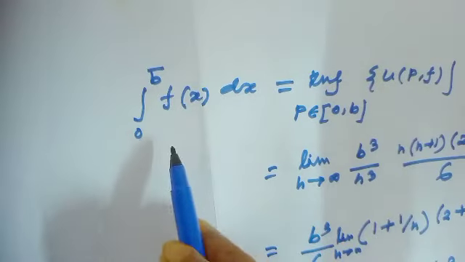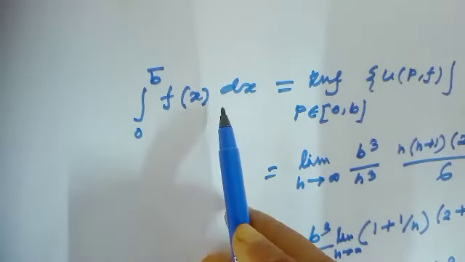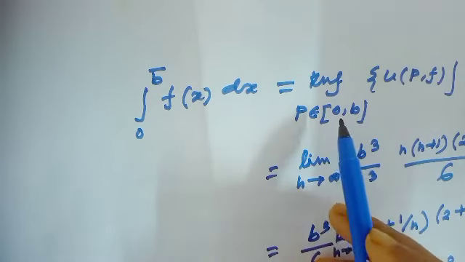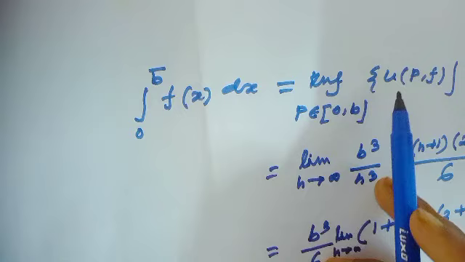We have to find the upper integral from 0 to b of f(x) dx, which is equal to, as we all know, the infimum over P of the set of UPF.